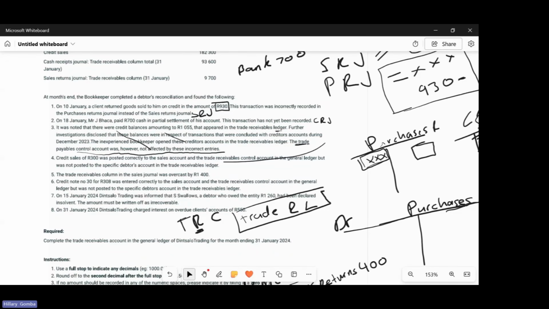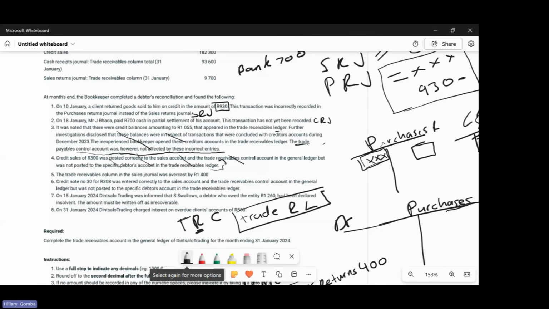Do you see the question, the statement, the additional information? Yes. Okay, so which means on this one, it also does not affect us. It's not affected. Yes. And then we proceed to number 5. Number 5 says the trade receivables column in the sales journal was overcasted by 1.4.